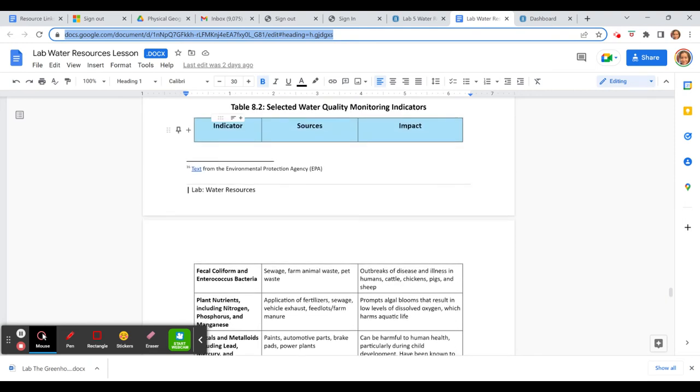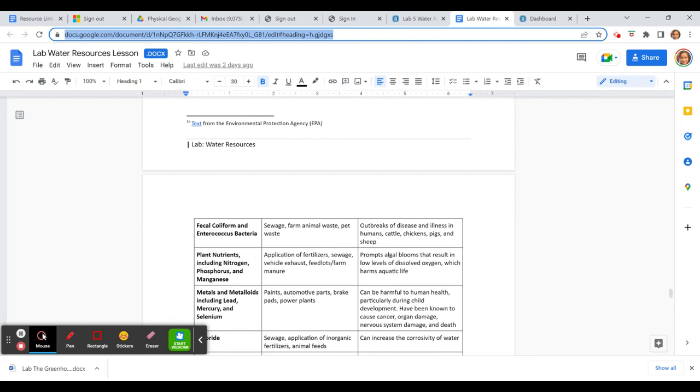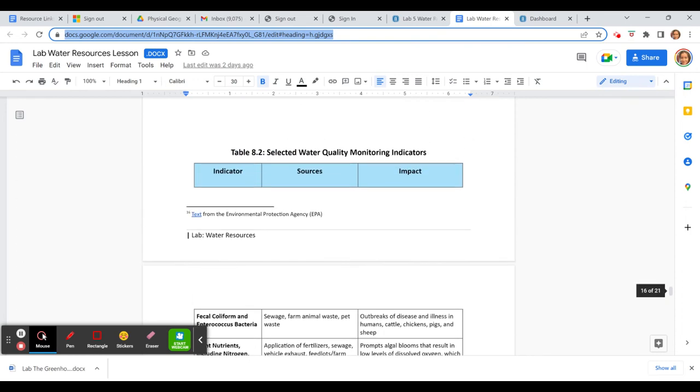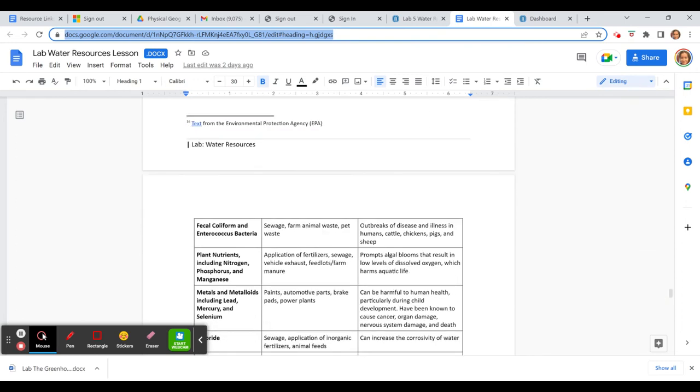On the left-hand side, you're going to look at indicators. In the middle column, we're looking at sources. And on the right-hand side, we see the impact. So if any of these indicators get into our water, into the sources here, this is what will happen, the impact of what will happen.